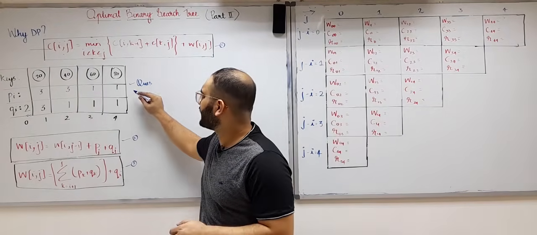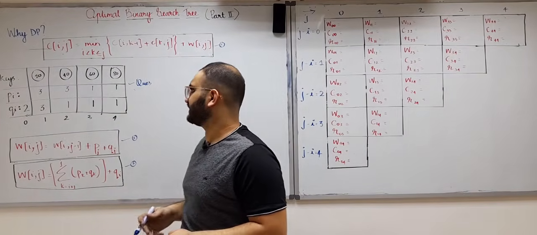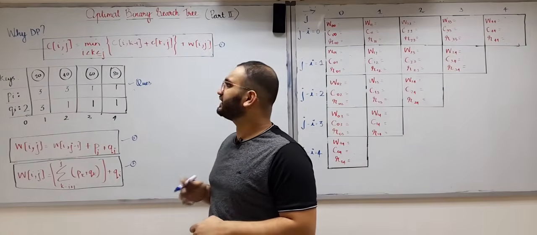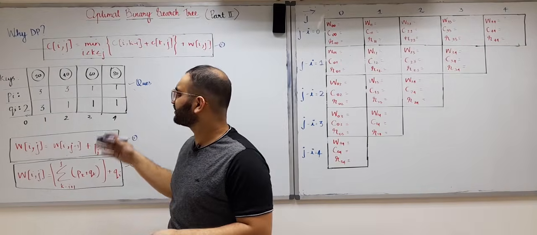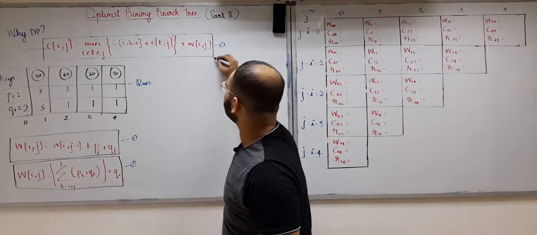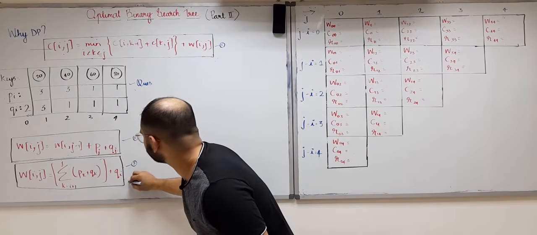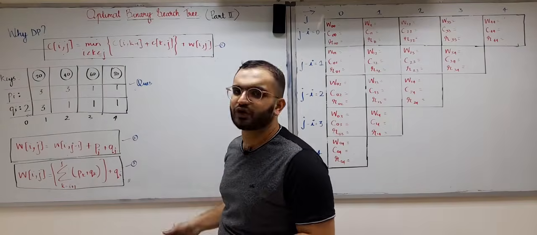This is actually the question and we are given 4 keys over here. So this is a 4-node binary search tree. And the successful and the unsuccessful search probabilities are also given. We have seen this formula of dynamic programming. We have also seen this third formula and this formula also we have seen.